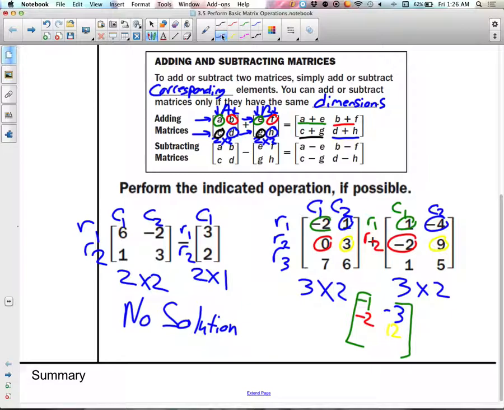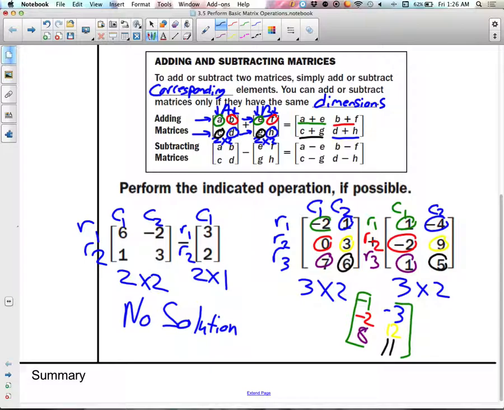Then go to row 3, column 1, you have a 7. So in row 3, column 1 of the other matrix, we have a 1. So 7 plus 1 is 8. And then last, in row 3, column 2, we have a 6. And then in row 3, column 2, we have a 5. So 6 plus 5 gives me 11.